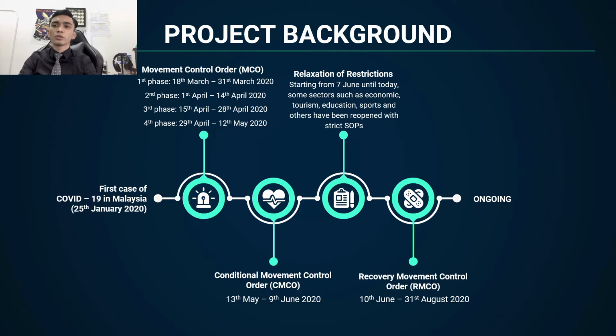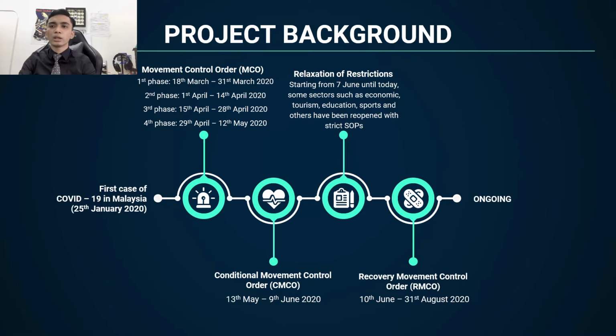Moving on to the next part, which are project background, problem statement, and project objectives. Let me start with project background. As the first COVID-19 case in Malaysia happened on 25th of January 2020, the number of active cases kept increasing from time to time until the government decided to curb this problem by restricting the movement of Malaysians, where the Movement Control Order, known as MCO, was introduced. This order consists of four phases, started from 18th of March 2020 until 12th of May 2020, which lasted about 3 months. Then, it was changed to a new order known as Conditional Movement Control Order, or CMCO, which was implemented in our country from 13th of May 2020 until 9th of June 2020.